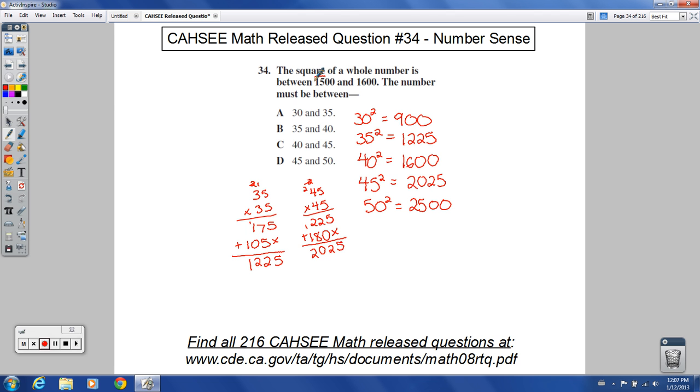So 1500 and 1600, that's going to fall in this range right here in between these two numbers. So the square of a whole number is that. If you take the square root of that whole number, it's going to go back in between 35 and 40. And so the square root of this, you can say, has to be in that range. So 1500, 1600 falls in this range. And so that means you go back to 35 and 40, and that gives you choice B on that one.